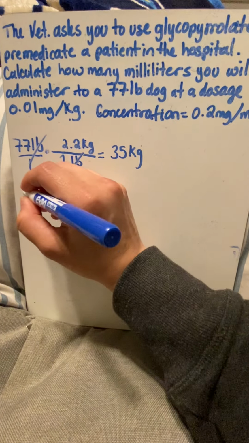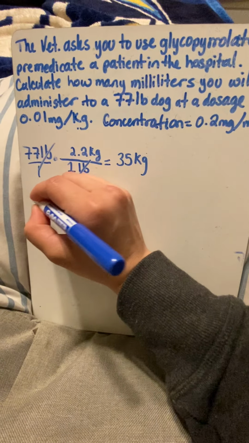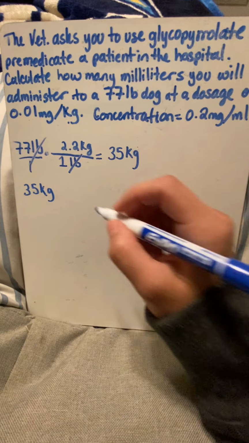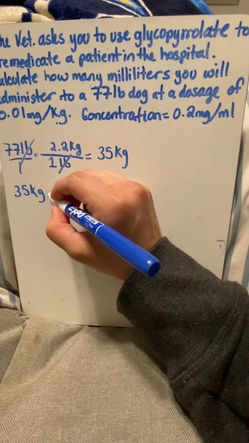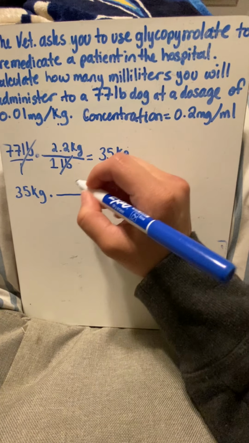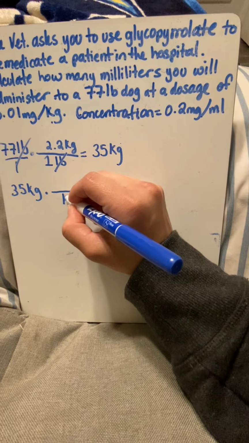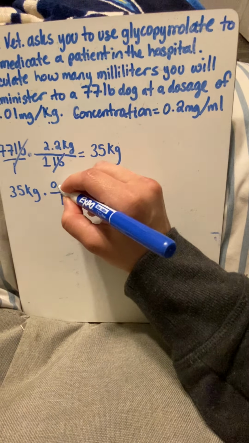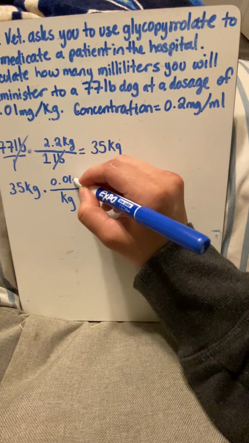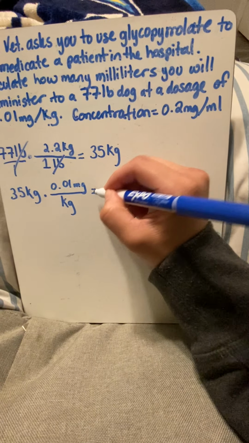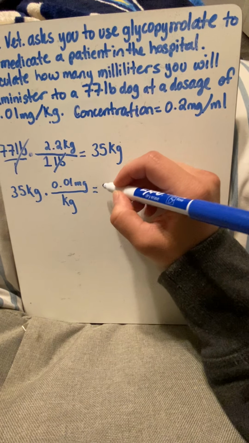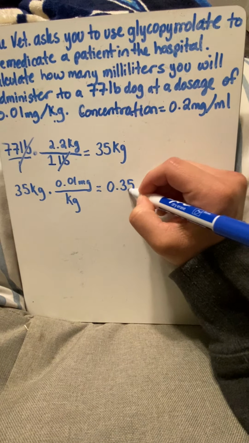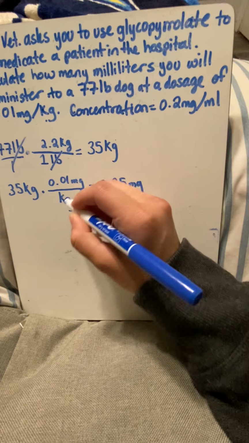So then I will go ahead and drop down here. So I have 35 kgs. Sorry for the messy writing, I'm only using one hand. I'm using my phone actually. So now I have kgs on the bottom, just like I did with the pounds, so they can cancel out, because I want mgs. So 0.01 mg per 1 kg. That will equal, with a calculator, 0.35 mgs, because these cancel out.